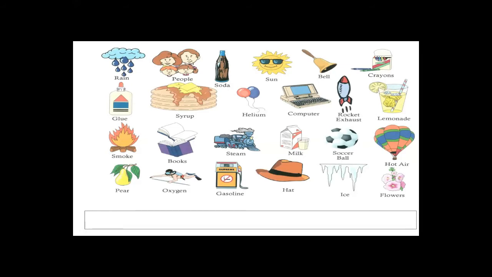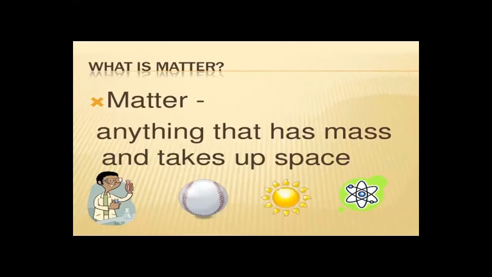So everything around us is made up of matter. So what is matter? Matter is anything that has mass and takes up space. The definition is: matter is anything that has mass and takes up space. All living things that take up space and have mass are called matter. All living things and non-living things are matter. That includes you, the air you breathe, and the water you drink.